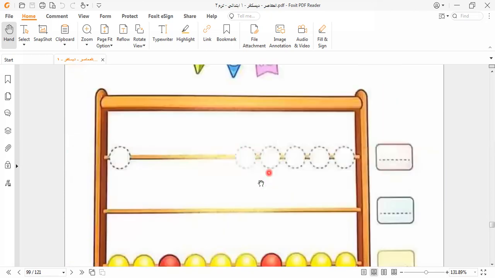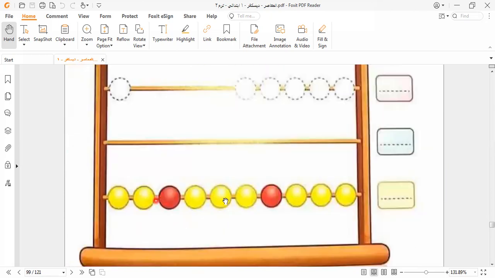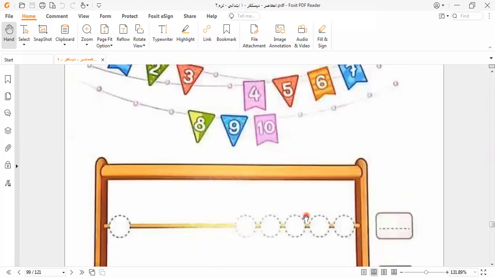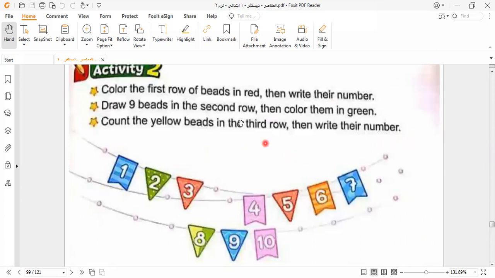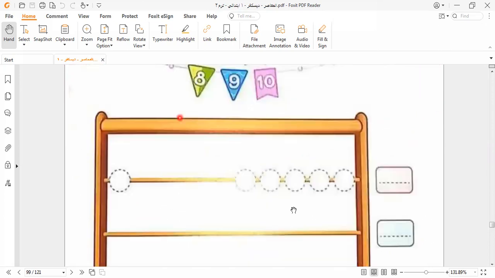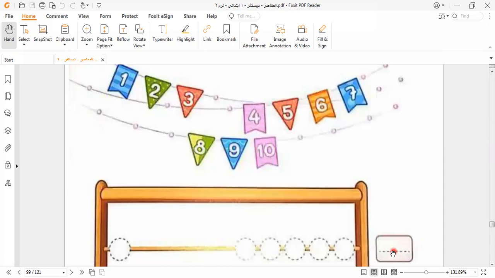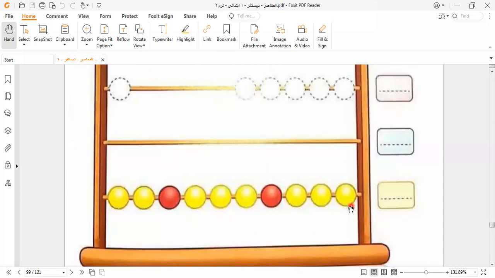The yellow ones will be 1, 2, 3, 4, 5, 6, 7, 8. So it will be 8 here. Red: 1, 2. We have 2 red. We can draw 9 beads and color them green, then count and write the number. I will leave this one for you to do at home.